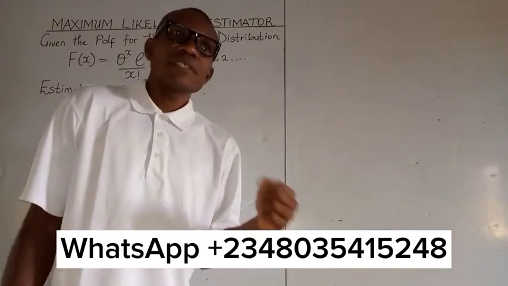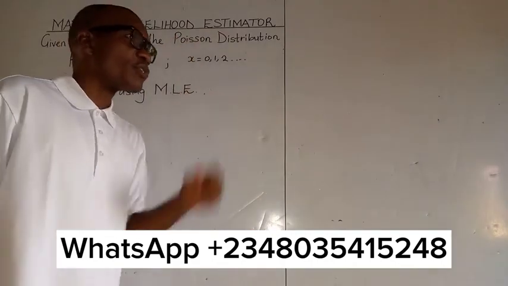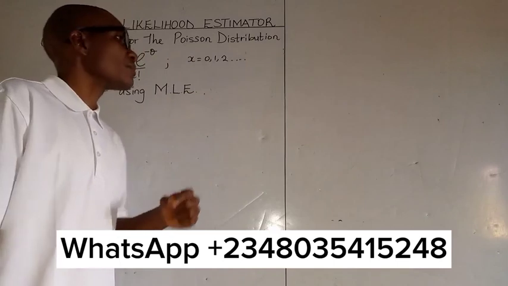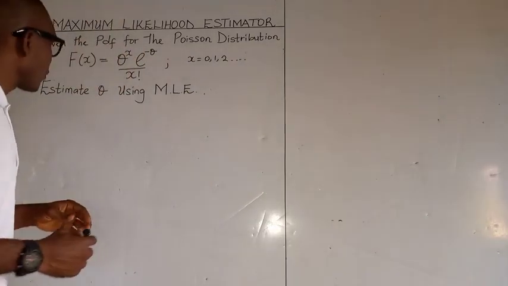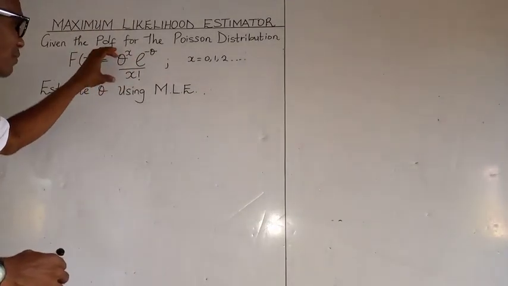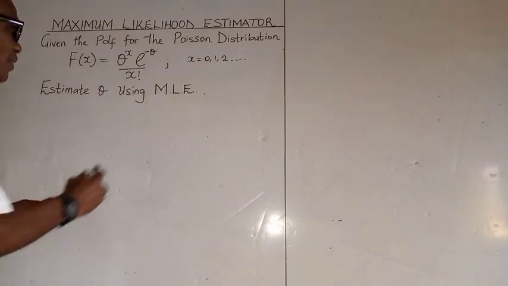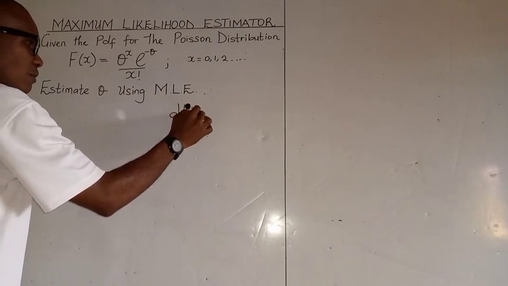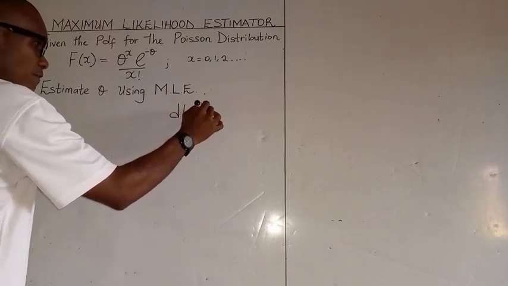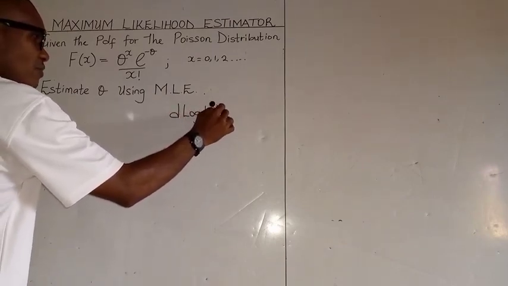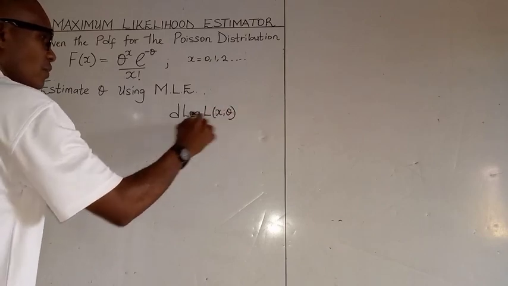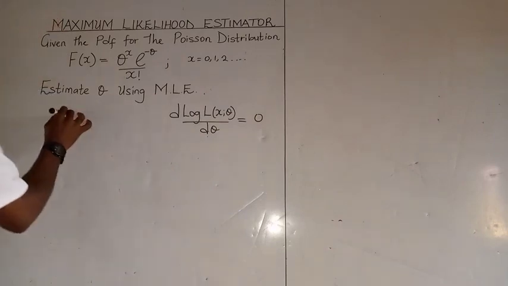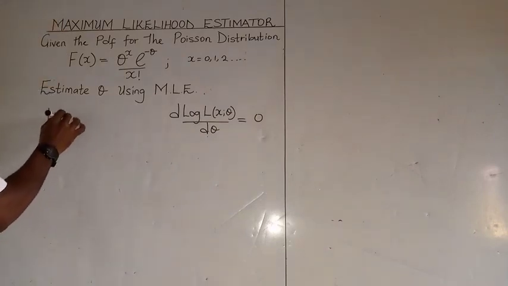How do we estimate theta for the Poisson distribution using the maximum likelihood estimator? We've already discussed that the solution to the maximum likelihood estimator is the differential of the log of the likelihood estimator equal to 0.